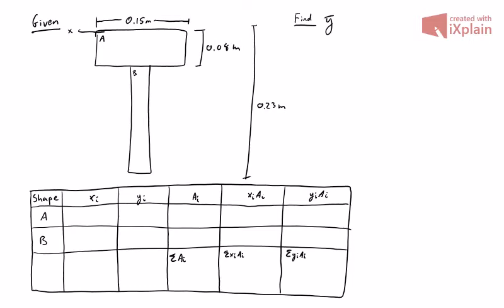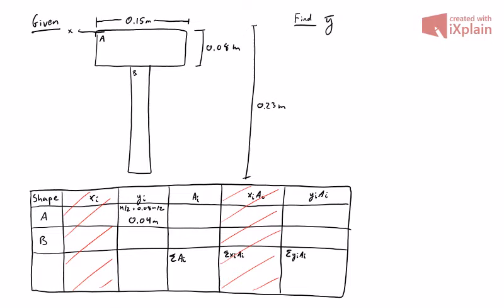So as it turns out, it only asks us for the x or the y position of the centroid. So we don't even need to do the parts of our table that relate to finding the x position. You can do it on your own later if you want some practice, but we don't have to do that right now. So for shape A and shape B, they are both rectangles. So for the y position of the centroid, that is the height divided by 2, which for shape A is 0.08 meters over 2, which is 0.04 meters.